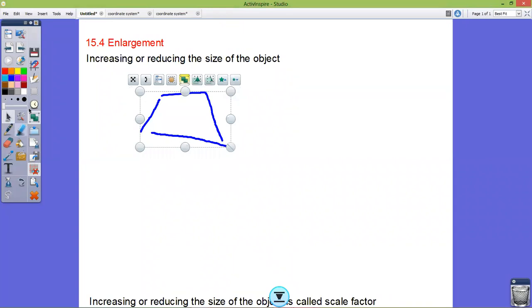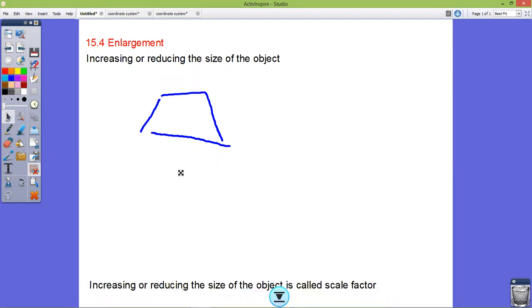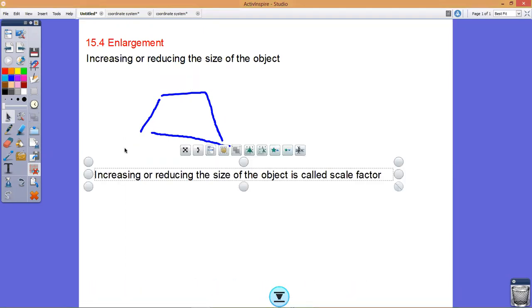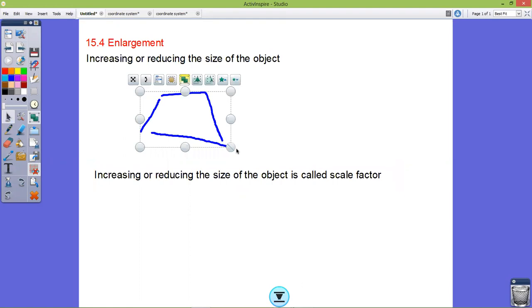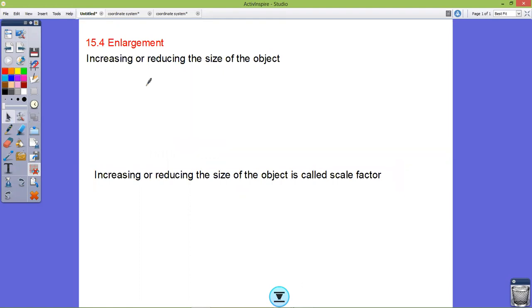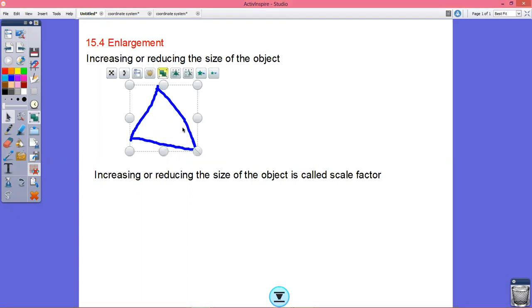Now, the next thing comes after this one. Increasing or reducing the size of the object is called scale factor. Here the scale factor can be any number, any decimal number, or any whole number. For example, you can double the size. Let's draw another shape. Now I am going to draw this shape and we can double the size. It means we are doubling the size.